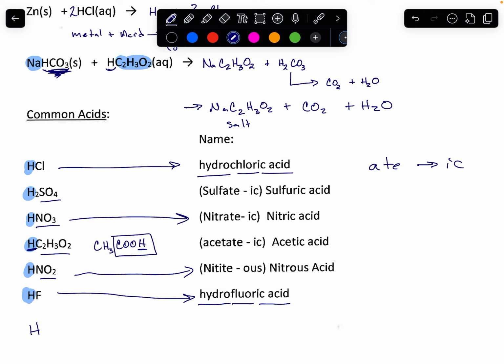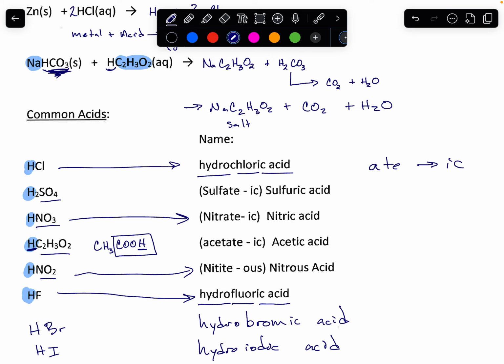acid. Likewise, if I had HBr, this would become hydro, the root is going to be brom, and I'm going to add ic acid, so hydrobromic acid. Similarly, HI is going to become hydroiodic acid.